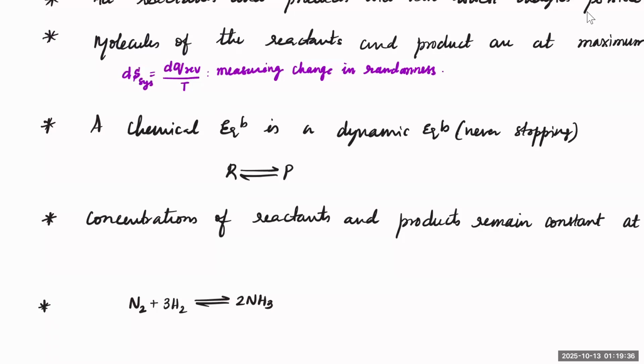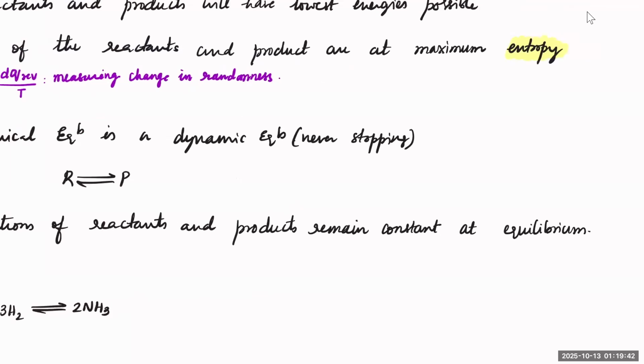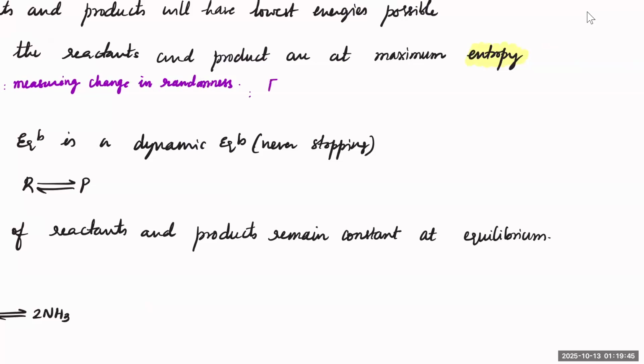That means rate of change of entropy, right? I mean change of entropy of the system. And for reversible reactions, change of entropy of the surroundings will be equal to change of entropy of the system. And that implies total change of entropy, which is system plus surrounding, will become zero.